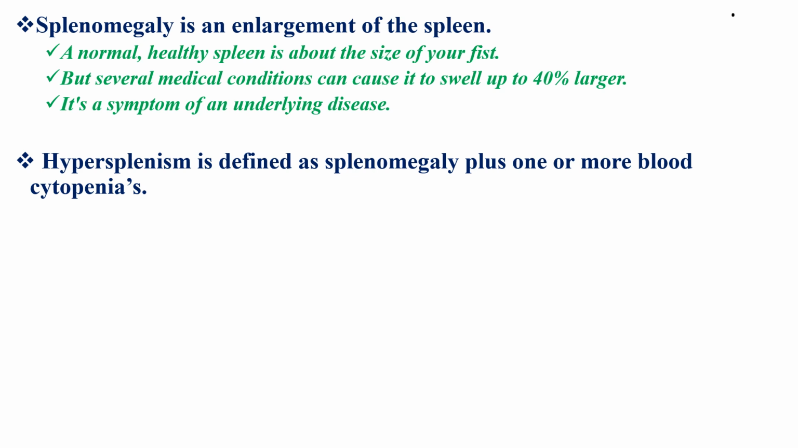There is a difference between splenomegaly and hypersplenism. Hypersplenism is defined as splenomegaly plus one or more blood cytopenias. When this splenomegaly causes destruction of the white blood cells, red blood cells, or platelets, it is called hypersplenism, whereas splenomegaly is just enlargement of the spleen.